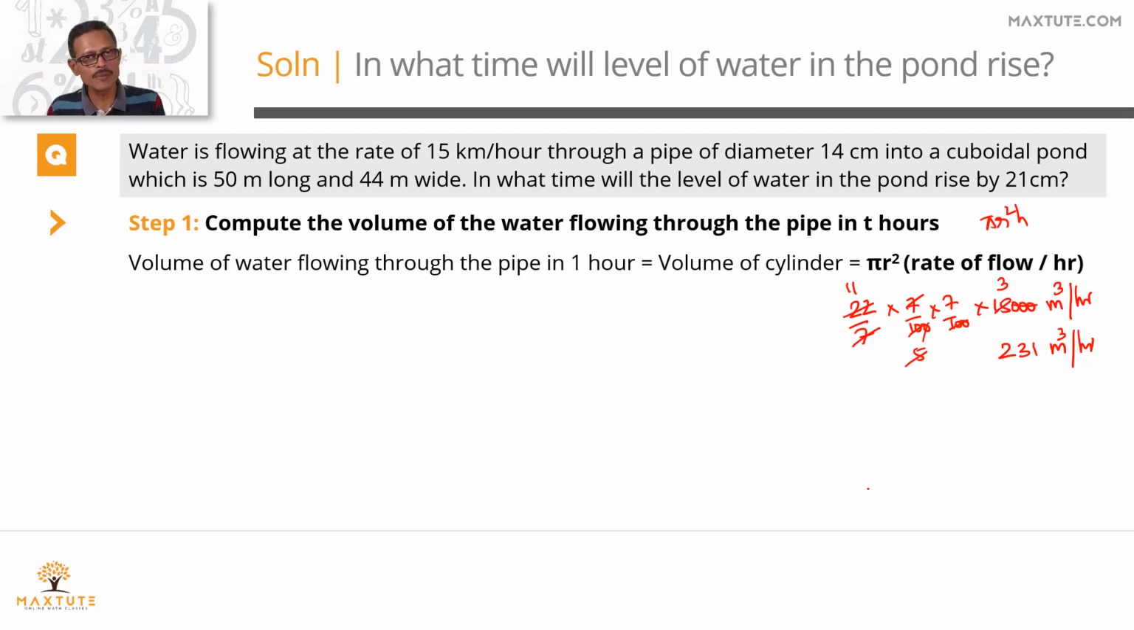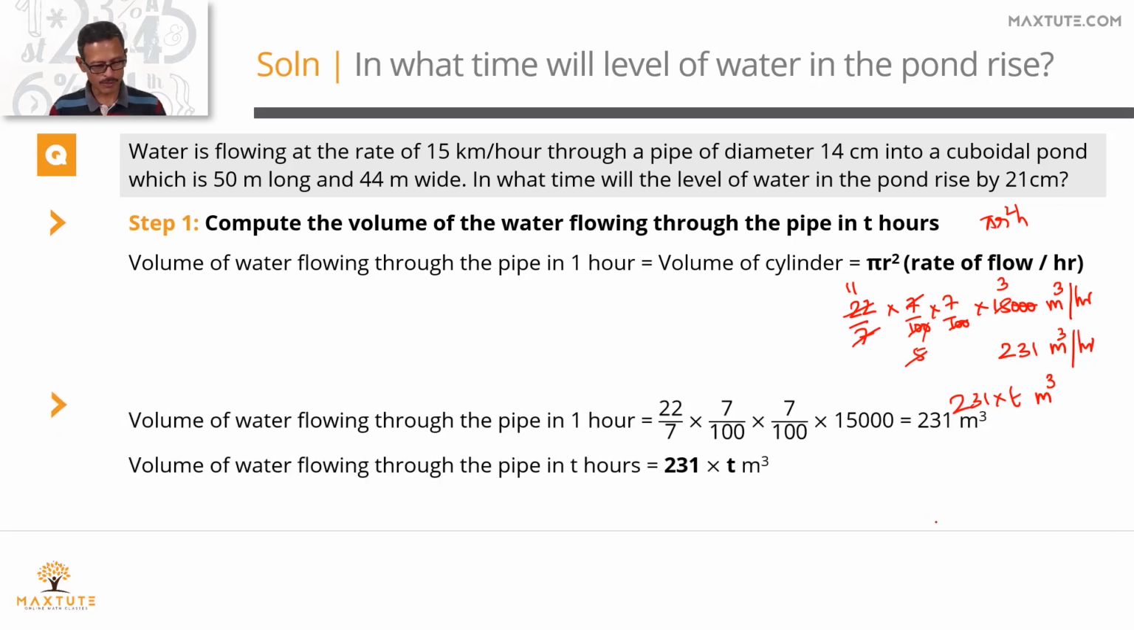So in T hours, how much water will flow? You'll have 231 into T meter cube of water getting into the pond through this pipe. So volume of water flowing through the pipe in T hours is equal to 231 into T. Quickly get this in a printed form. Volume of water flowing in 1 hour is pi, this is R, and this is the rate per hour. So this is the volume of water flowing into it per hour. In T hours, how much will flow?